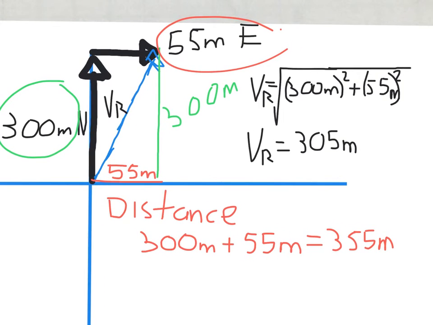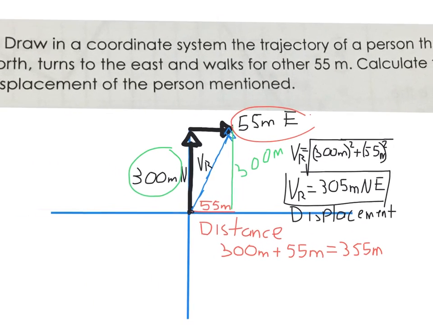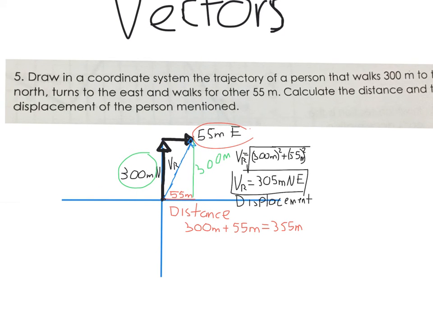Sorry, 305 meters northeast. So this is the magnitude of the resultant, that in this case is our displacement. Displacement, because it is the length from the initial position to the final position in a straight line. So there we have it. We needed the distance and the displacement, and that's what we obtain right here: distance 355 meters and displacement 305 meters northeast.